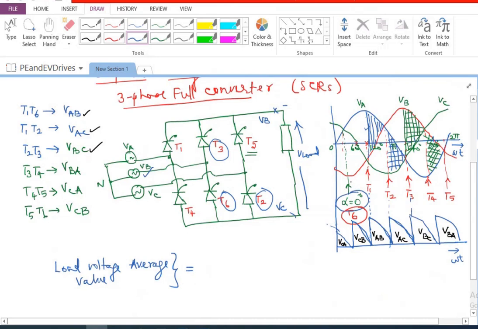But how much I have delayed depends upon the delay angle alpha. So I should write it as starting from pi by 6 to pi by 6 plus alpha. Pi by 6 is the natural point of conduction had it been a diode, and alpha is the delay I am giving in terms of the delay angle when I am giving the gate pulse to that particular device. So on the other side, it is going to be pi by 6 plus alpha plus pi by 3.